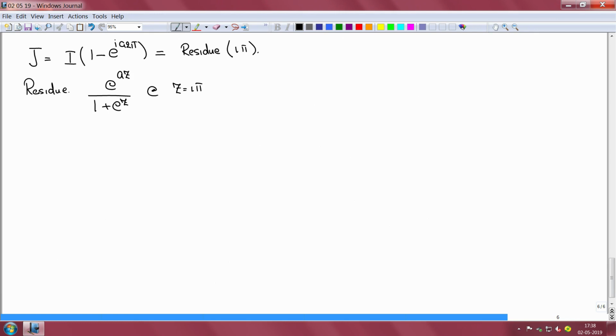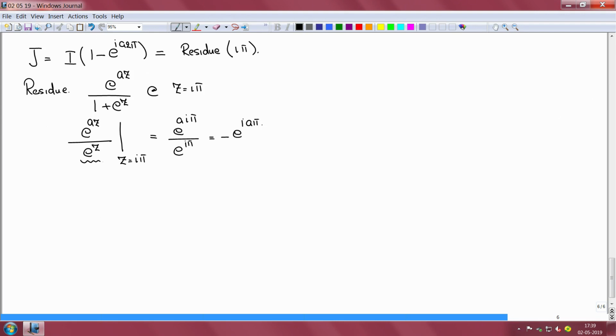Now we have seen before that if you have two functions p and q that are analytic, then we can find the residue by the numerator e to the power a z divided by the derivative of the denominator, which is e to the power z, evaluated at z equal to i pi, provided the denominator does not go to 0 there, which it does not. So, this is equal to e to the power a i pi by e to the power i pi, which is minus e to the power i a pi.